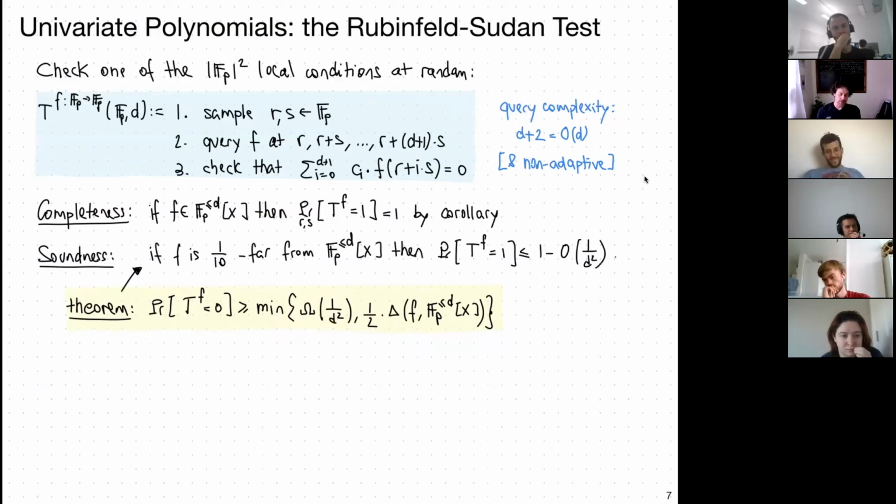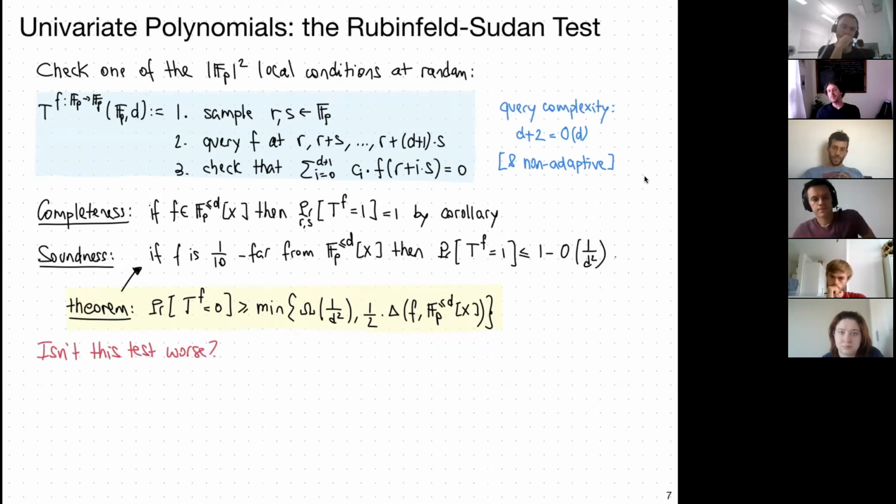Okay, and just to put it with some concrete parameters, suppose that F is 1/10 far, like 10% far from being low degree. Then we will reject with this probability, or they will accept with probability at most 1 minus O of 1 over D squared. So now here's a question to ask. We started with this nice, elegant test of just interpolating, which was natural and nice. And now we get a test which seems even worse, right?